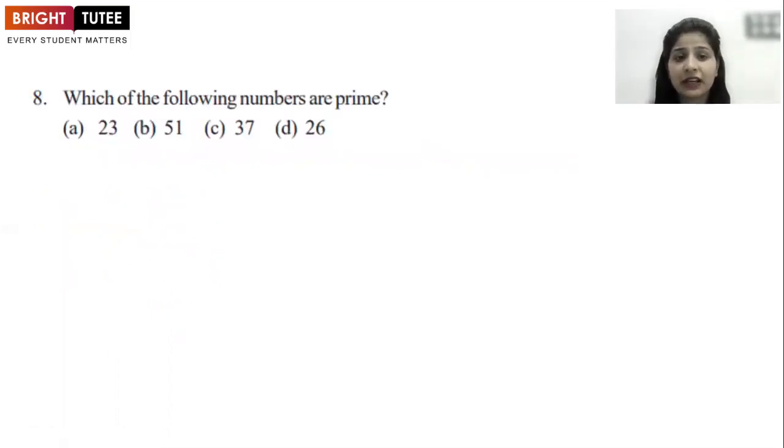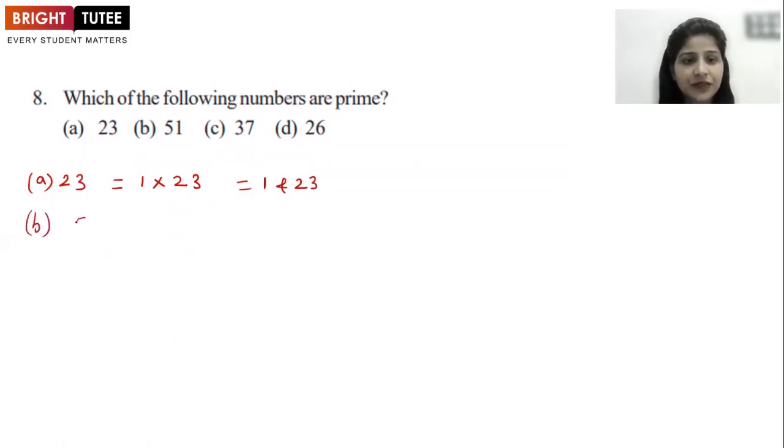Here I have to figure out which of the numbers are prime. You can see there are 4 numbers given here. First is 23. Let us find the factors of 23. 1 into 23, these are the only two factors, 1 and 23. So this is a prime number because it doesn't have any factor other than 1 and 23.